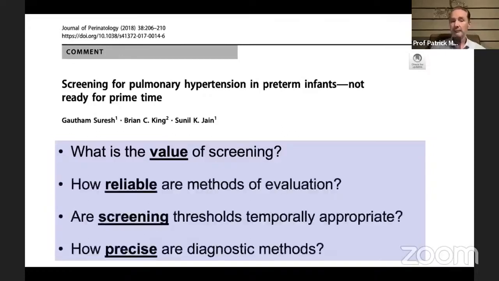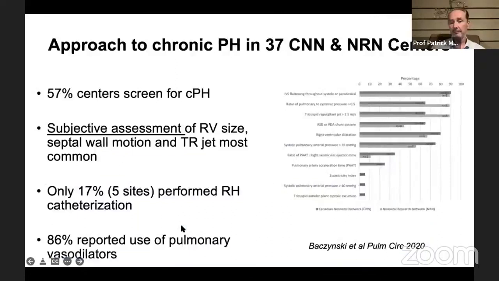What's the value? Are the methods reliable? Are the screening thresholds appropriate? And how precise are the diagnostic methods? This is a recent survey comparing 37 centers in the Canadian Neonatal Network and the Neonatal Research Network in the US. 57% of centers screen for chronic pulmonary hypertension, but in most centers, the assessment is subjective, and that may be very important.